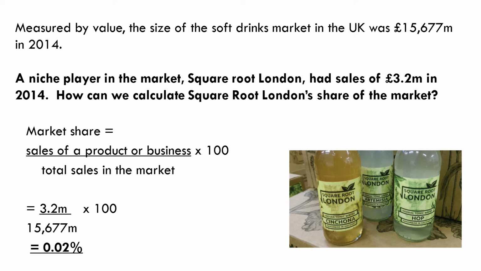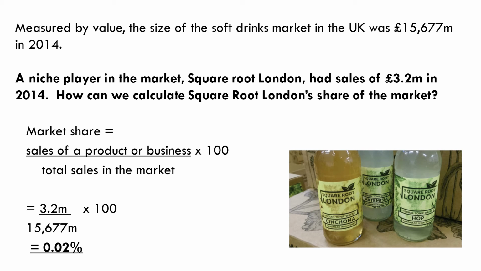So if we take the example here of Square Root London, sales were 3.2 million. The total sales in the market were 15,677,000,000. So we divide one into the other and times by 100 to convert it to a percentage. And that tells us that Square Root London's market share was 0.02%. So that's very much a niche player in the soft drinks market.